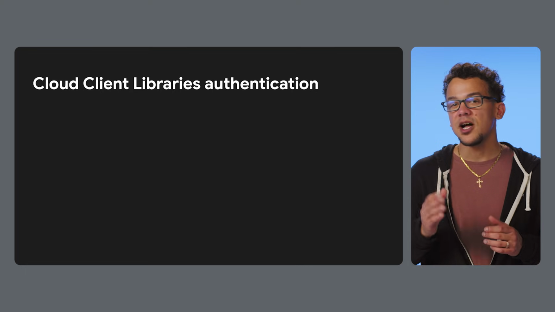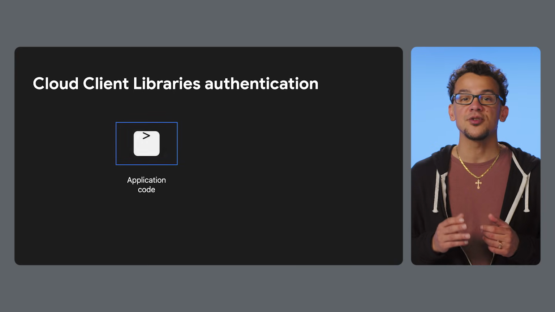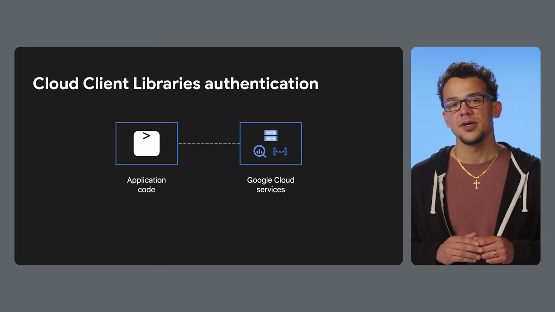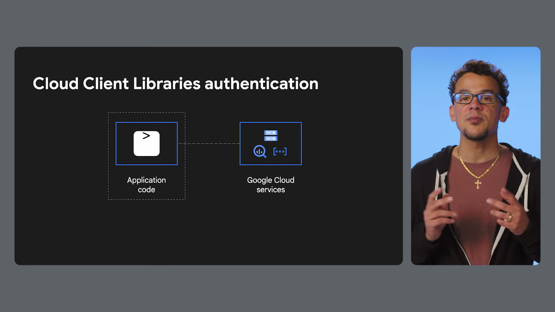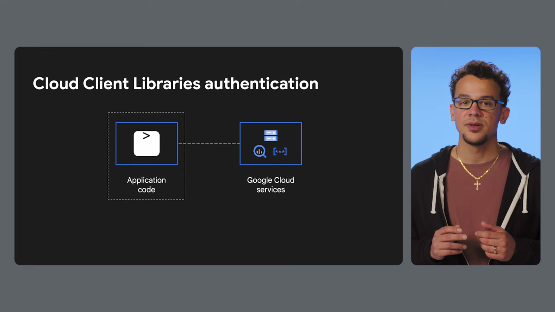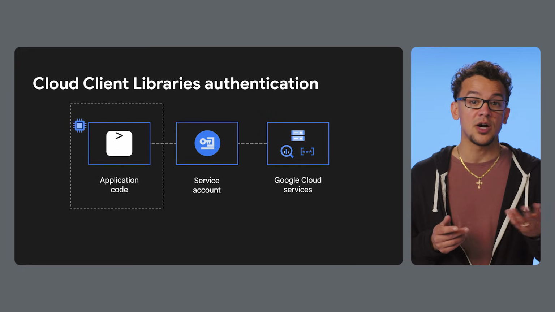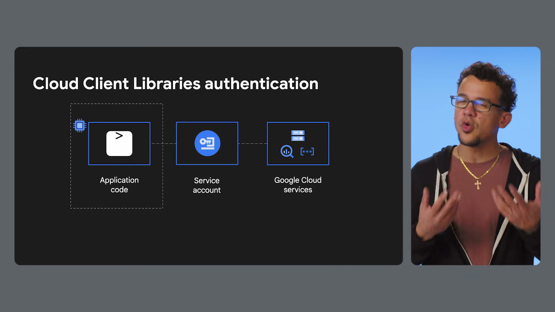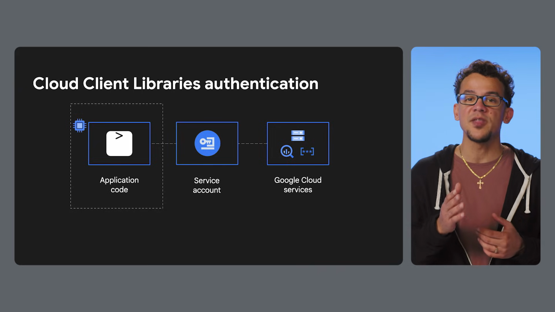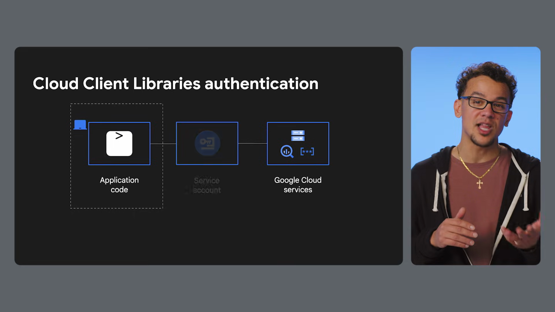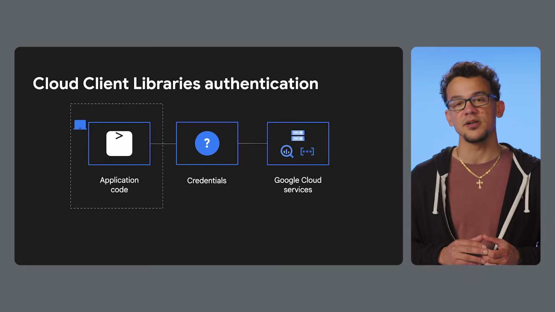In order for any Cloud Client Libraries in your code to access your Google Cloud project and resources, they need to know how to authenticate. Cloud Client Libraries look in the environment that they're running in for that information. When your code is running on one of Google Cloud services, for example, Cloud Run or Compute Engine, it would normally use a service account associated with that resource. But if you're developing in a local environment like your laptop, you have to provide those credentials yourself.